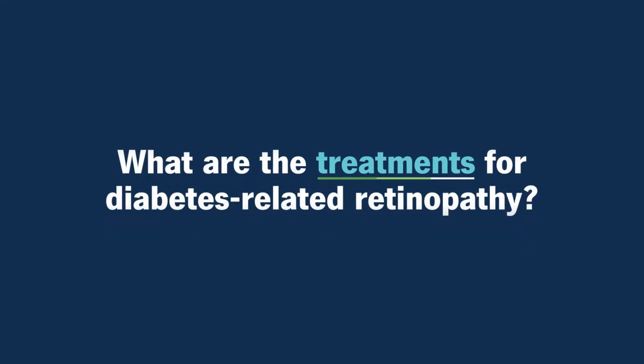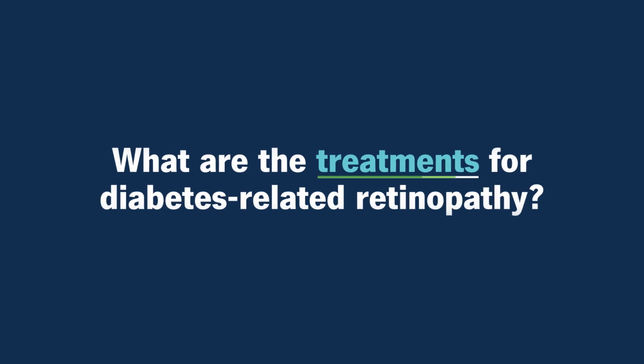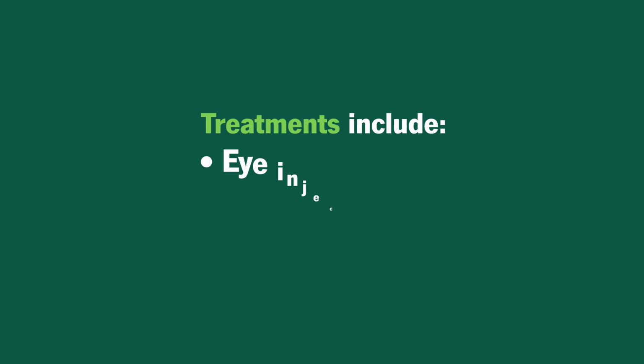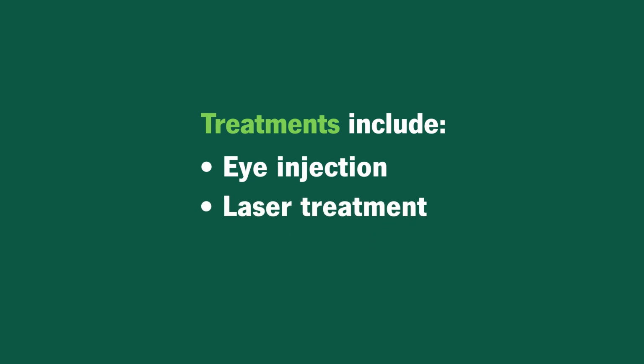What are the treatments for diabetes-related retinopathy? The kind of big buckets of treatments that we have include injections in the eye. And although those sound scary if you've never had an injection in the eye, that can be very, very effective. There's also laser treatment. This is treatment with the laser to the back of the eye, the retina, to treat the complications of diabetic eye disease.